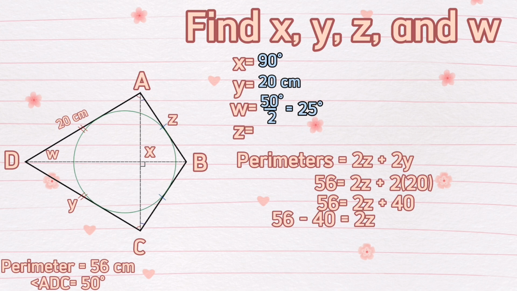Now 56 minus 40 is equal to 16. So 2z equals 16. Now let us divide it. 16 divided by 2 is equal to 8. So z is 8 centimeters. Now that's all for example 1. Let's move on to example 2.